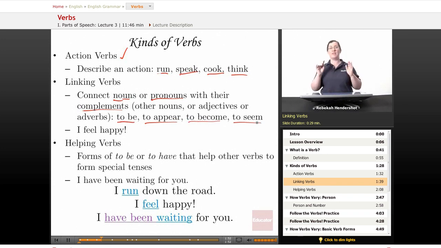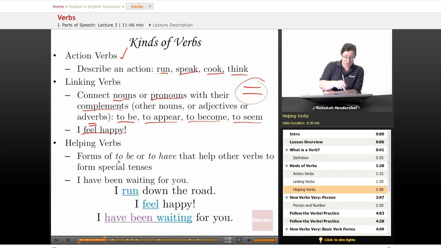Now, the way you remember linking verbs, a linking verb is any verb you can replace with an equal sign. So, for example, in the sentence, I feel happy, you could say I equals happy, and you'd have approximately the same meaning. So you're using a linking verb. Then you have helping verbs. These are usually forms of to be or to have that help other verbs to form special tenses.